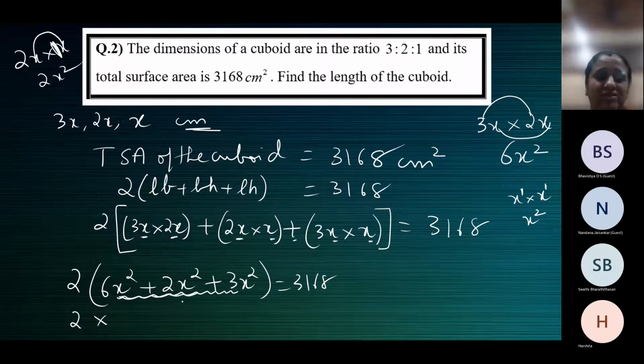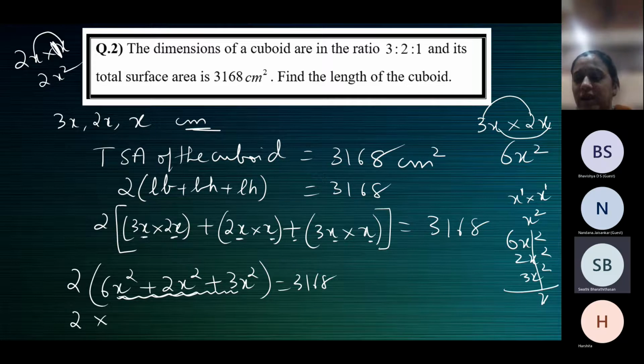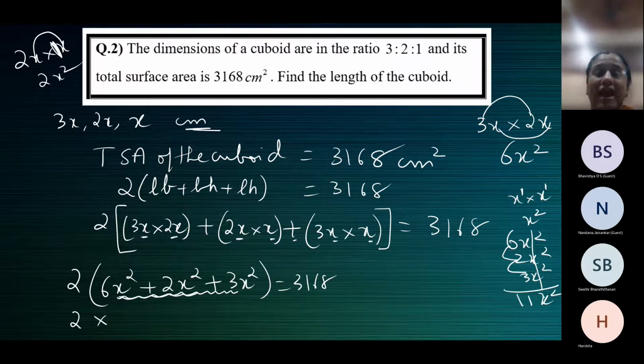6x square plus 2x square plus 3x square. So how do we add 6x square, 2x square and 3x square? X square will come as it is when you're adding. Very good. We add only the numerical coefficients. 6 plus 2, 8, 8 plus 3, 11. We only add or subtract the numerical coefficients. So 2 into 11x square is equal to 3168.